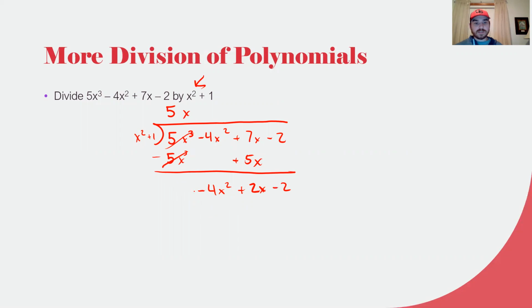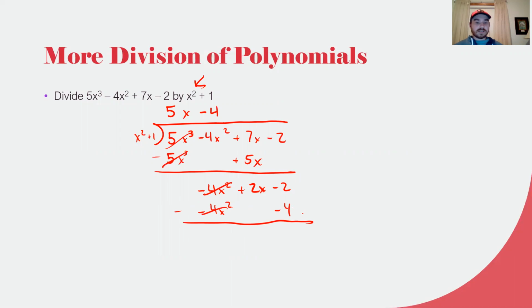And then we need to do how many times does x squared plus 1 go into negative 4x squared? The answer is, of course, negative 4. Then we need to multiply that out. We'll get negative 4x squared minus 4. And again, you'll notice we have to leave a gap here. Otherwise, we might subtract the wrong thing. So we subtract, these will cancel.